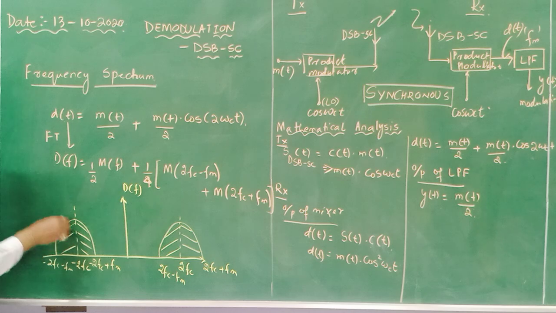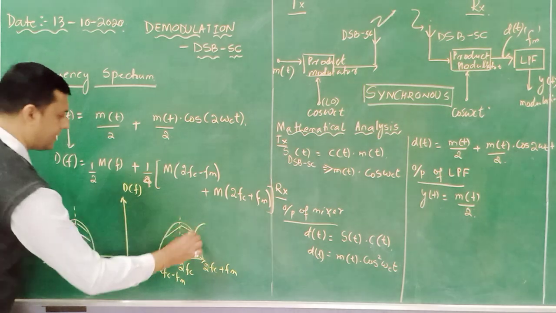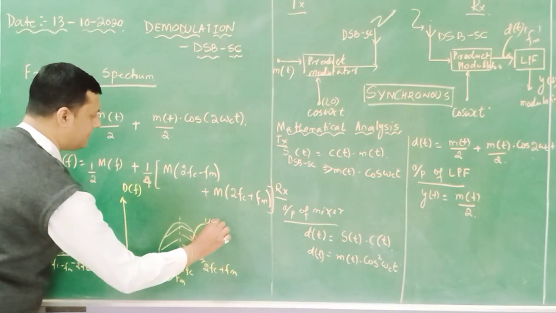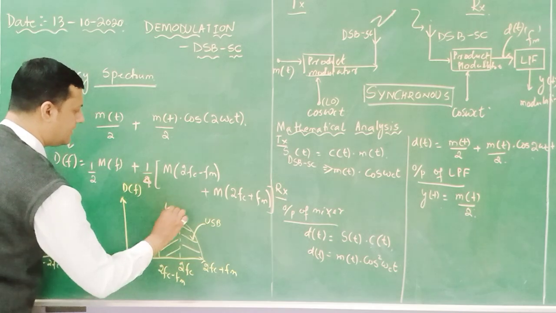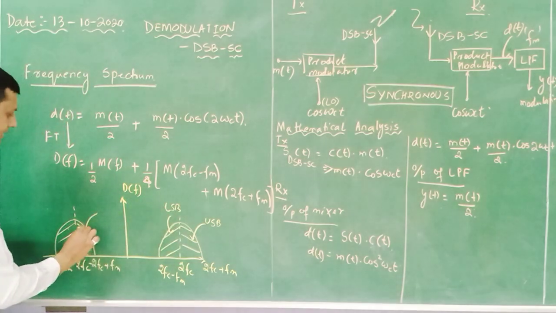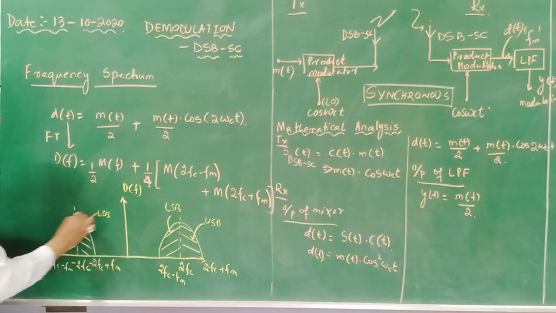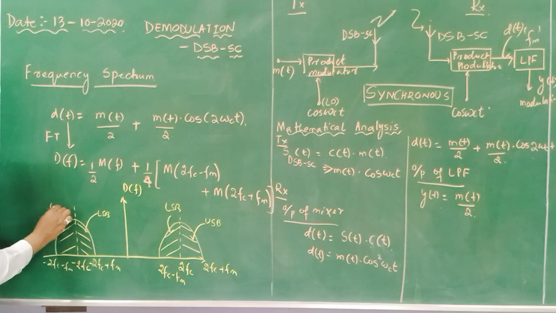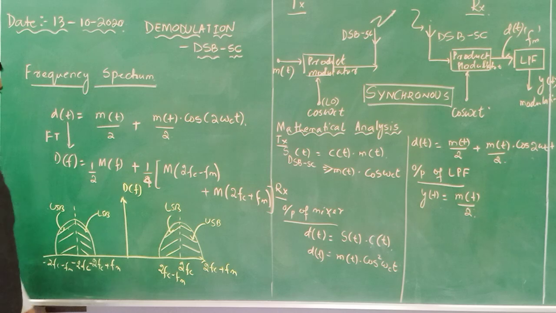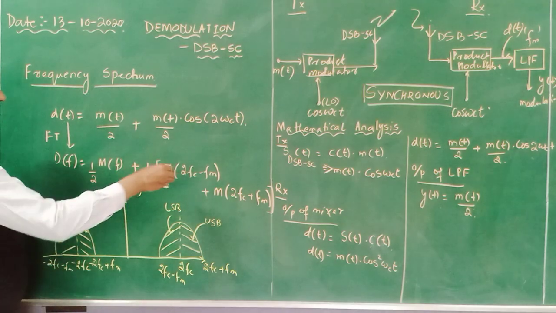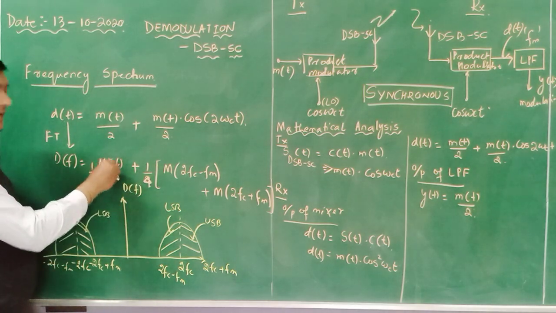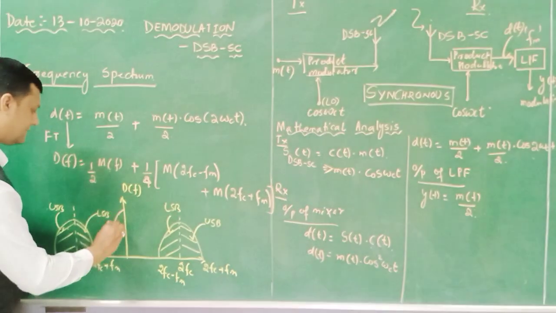So this is the upper segment, this is the lower segment. Here I write USB, here I will write LSB. Similarly, this is your LSB and this is your USB for the second harmonic frequency, which is the higher frequency. Now another component is available, that is m of f, which is this.